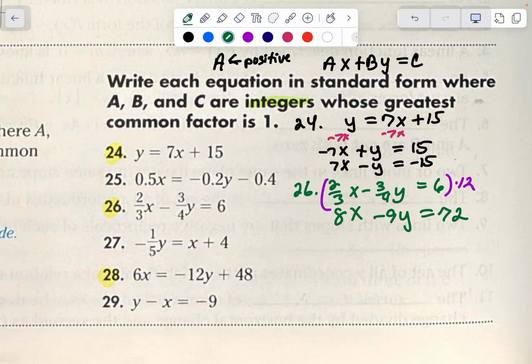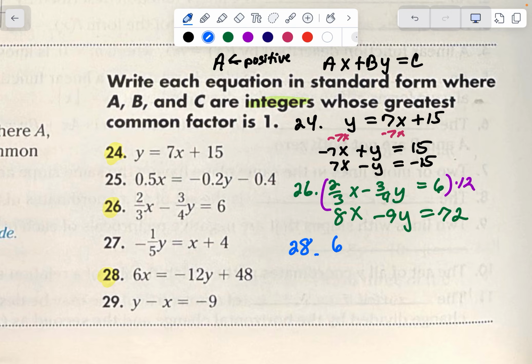Now, if you take a look, there is nothing that divides equally into 8, 9, and 72. They're all very relatable numbers, but the only thing that divides into 8 are factors of 2. Only thing that divides into 9 are factors of 3. So we don't have to reduce it per se. Okay? But the last one, the reason I wanted to do 28 is because we do have a little bit of reducing to do.